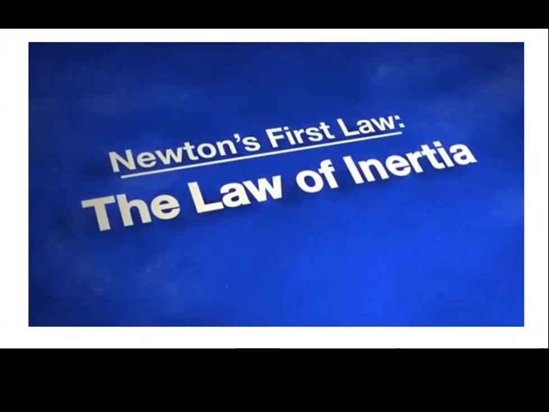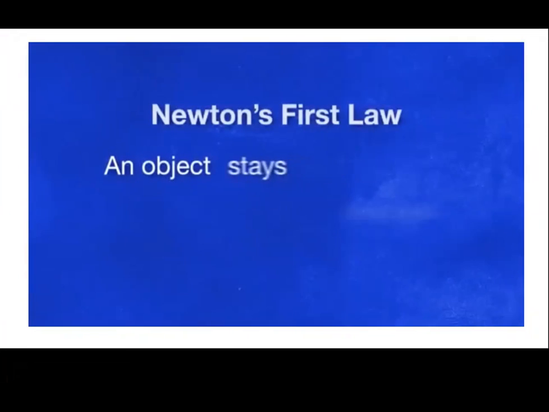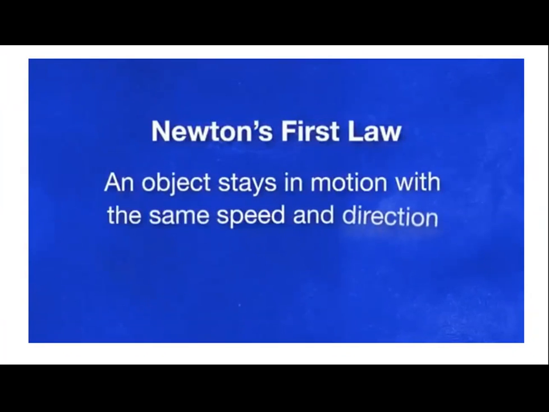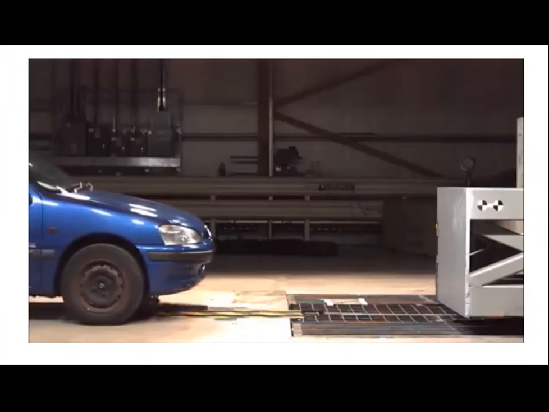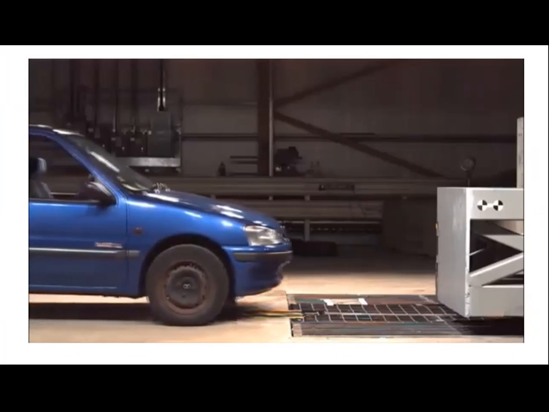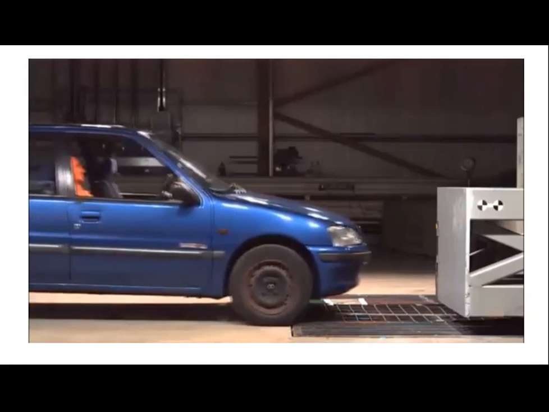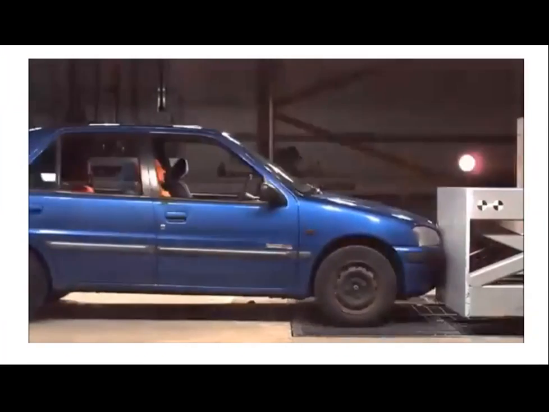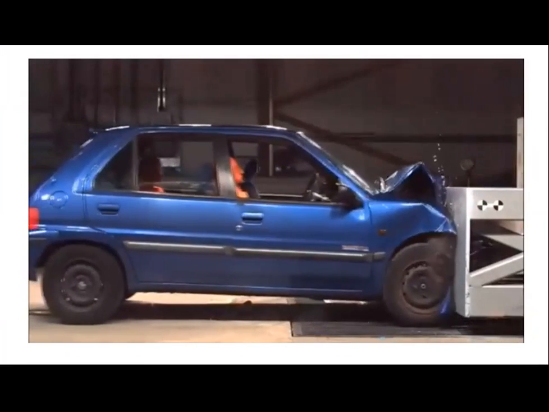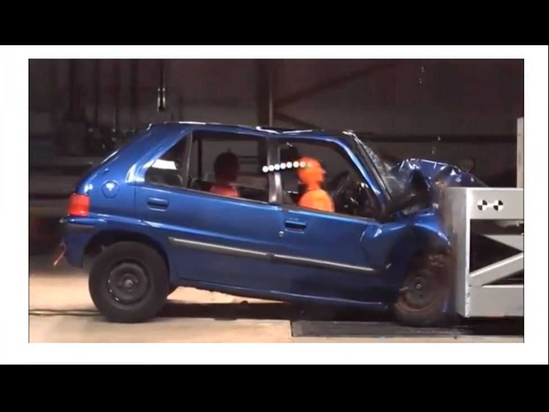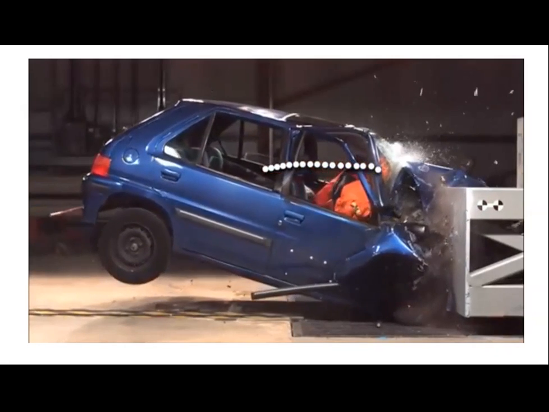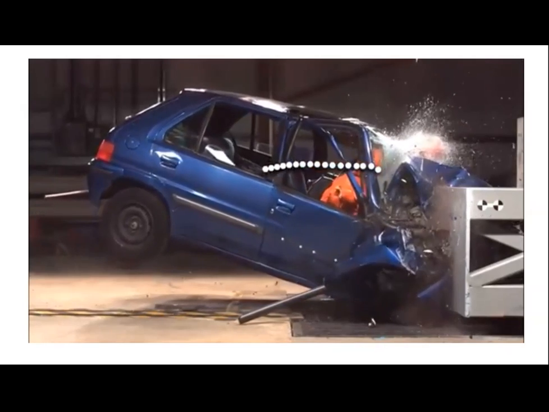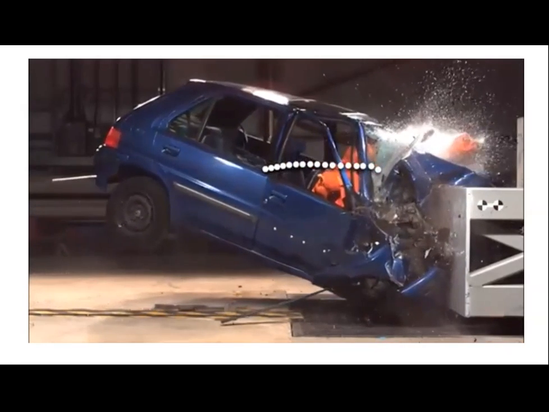Newton's first law of inertia states that an object stays in motion with the same speed and direction unless acted on by an external force. Normally, a car and its occupants move around at the same speed, but when an external force is applied to the car, in this case by the crash test block, the occupants continue to move forward at the same speed until a force is applied to them. This resistance to a change in motion is called inertia, and it applies even when the velocity is 0.